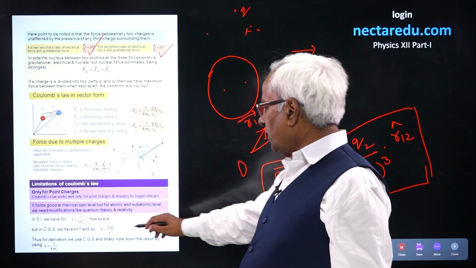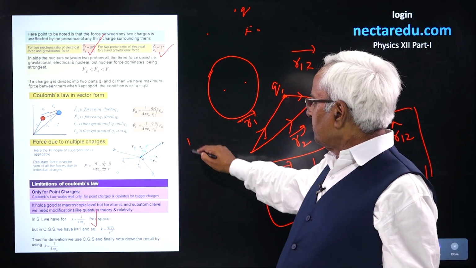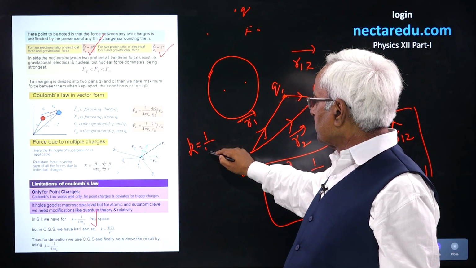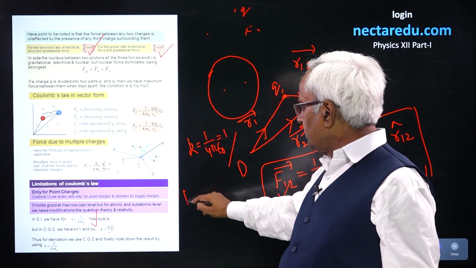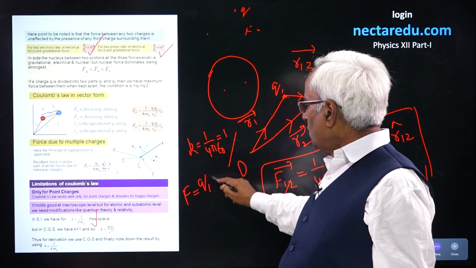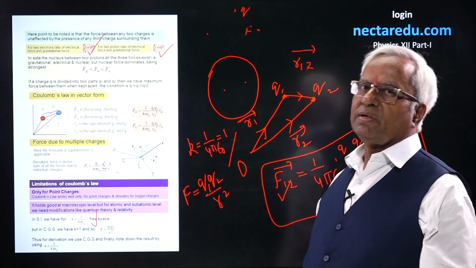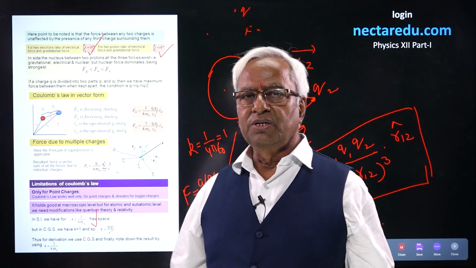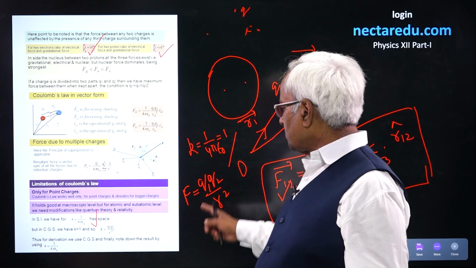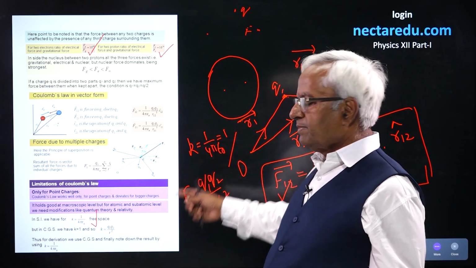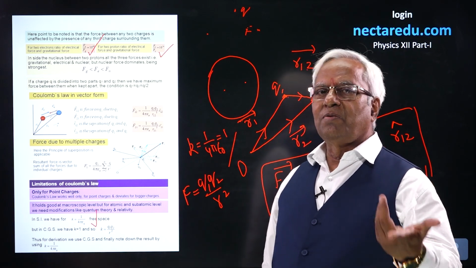One more thing you have to remember by heart: normally in the CGS system, this K, known as Coulomb's constant, has the value equal to 1. So in the CGS system, the formula of Coulomb's law is this much only. That's a time saver. If you prefer the derivations in the CGS system, then you convert it finally into SI just by multiplying by 1 by 4 pi epsilon naught. That becomes time-wise economical for you.